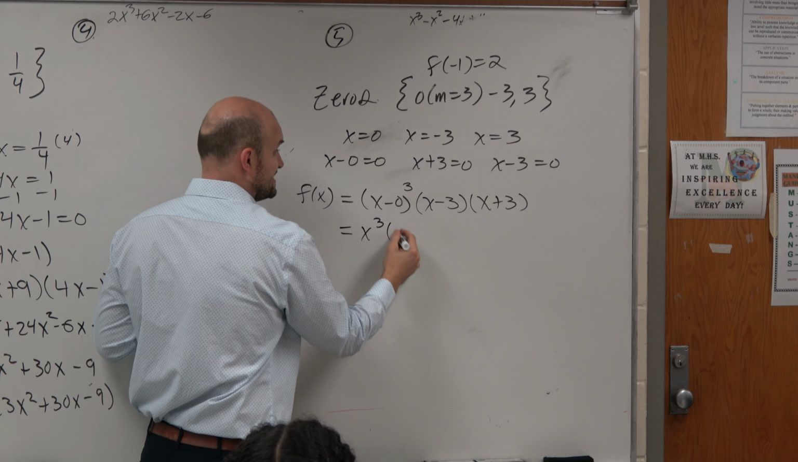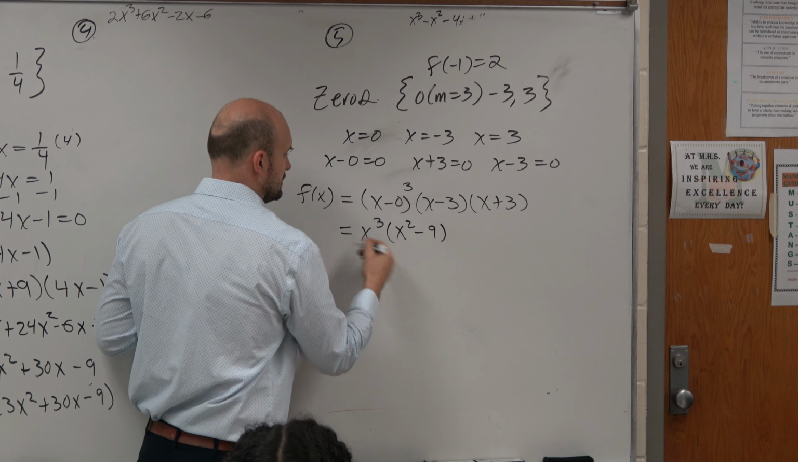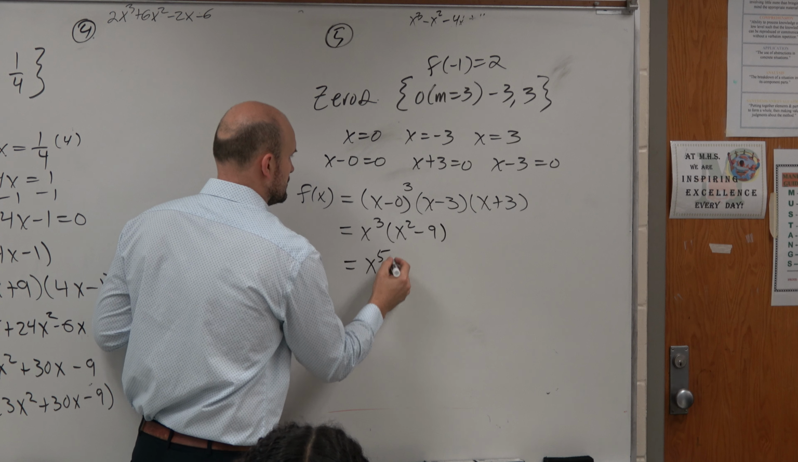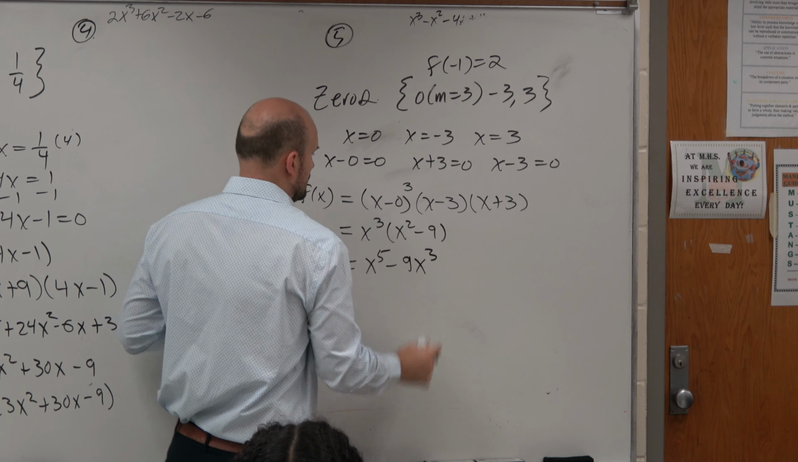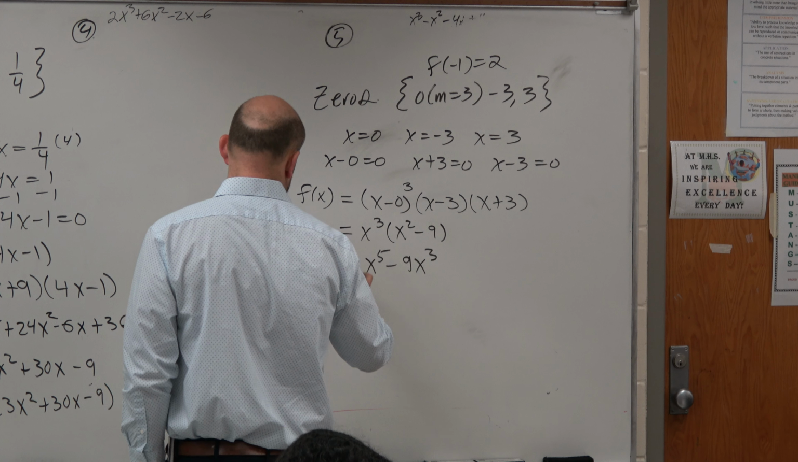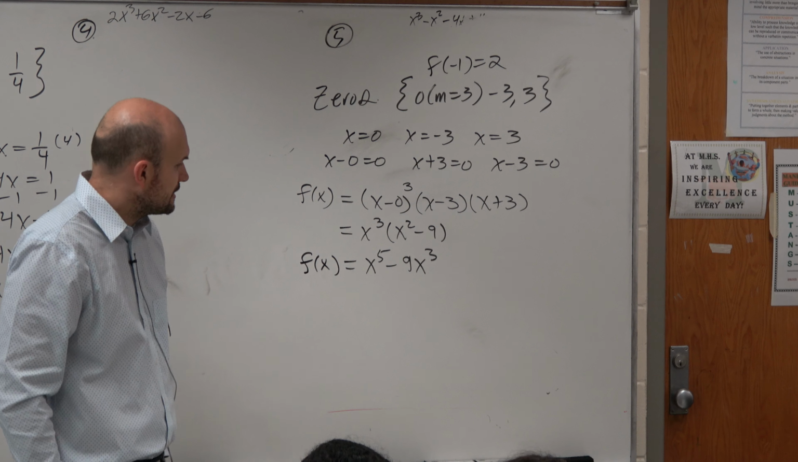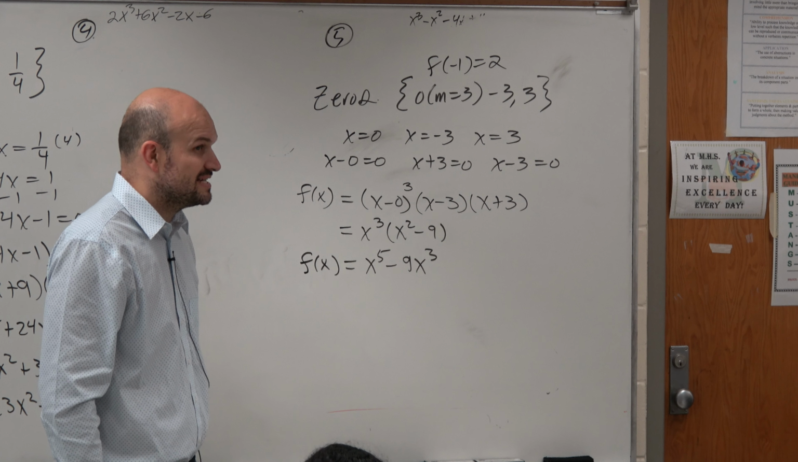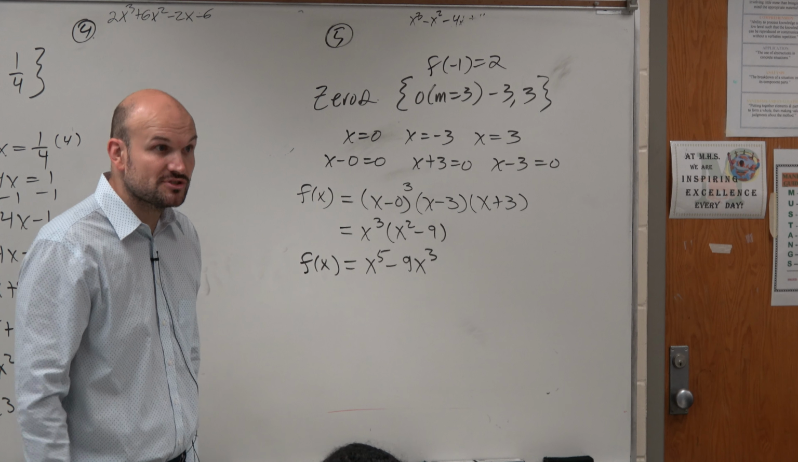Hopefully you guys recognize that's the difference of two squares. Distribute. OK. Now, again, that's equal to f of x. So then the last thing it says is f of -1 has to equal 2.